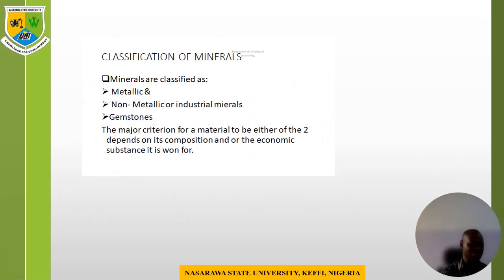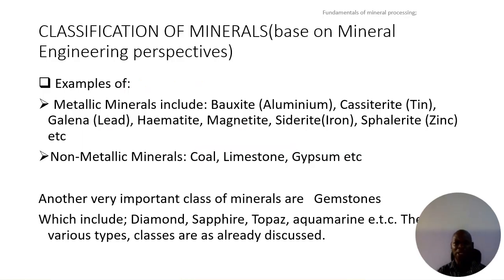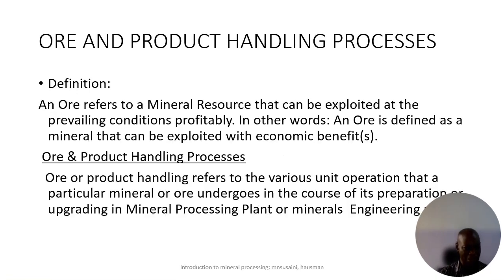Classification of minerals in terms of mineral processing is based on metallic, non-metallic, and gemstones. The major criteria for placing a material in any of the groups depends on the composition and on the economic substance. Classification of minerals is based on the engineering perspective. Metallic minerals, which is measured against non-metallic. Another example is gemstone. So in mineral processing, we classify them from this perspective.